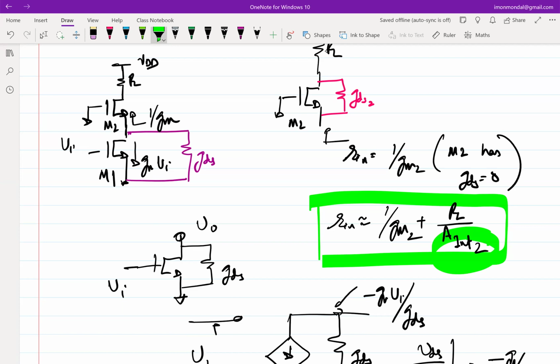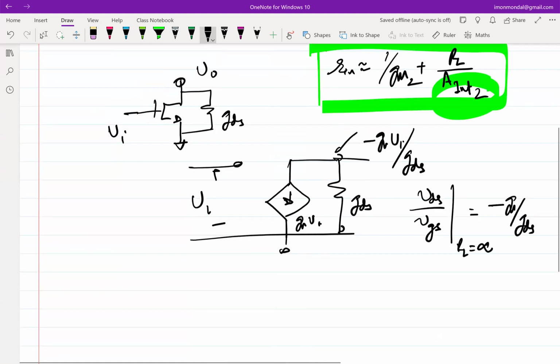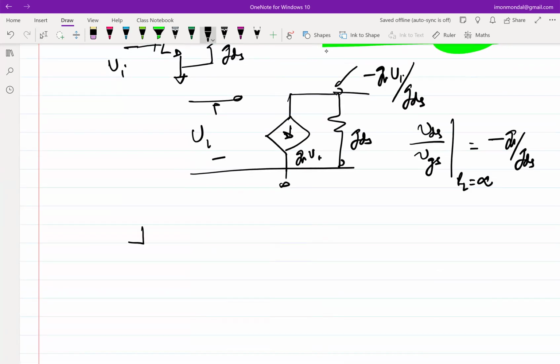Okay, fine. Another useful thing to recall: these are some of the topologies which make regular appearances. So there are some things which you need to know by heart. I mean, you can always write KVL, KCL to figure it out, but it just takes more time.